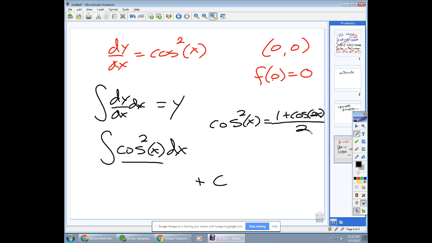Actually, I meant to say half angle. The half angle and double angle formulas are essentially the same thing. They're just looking at it in two different directions.